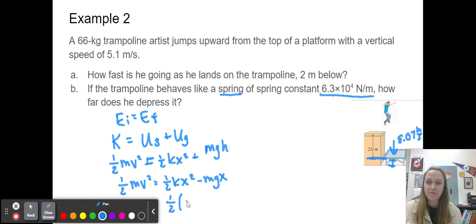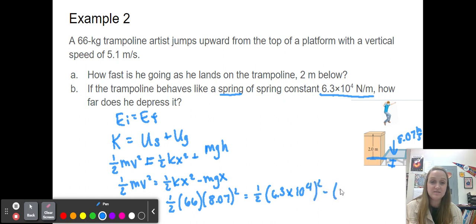So 1/2, our mass was 66. Now we can't cancel out the mass this time because there's no mass in that spring value. Times 0.87 squared equals 1/2 times 6.3 times 10 to the fourth, and we're going to square that, minus 66 times 9.8 times x. So let's plug this all in and get some values. Wait, I messed this up. x squared, my bad. We're going to have to do a little bit of quadratic formula here.